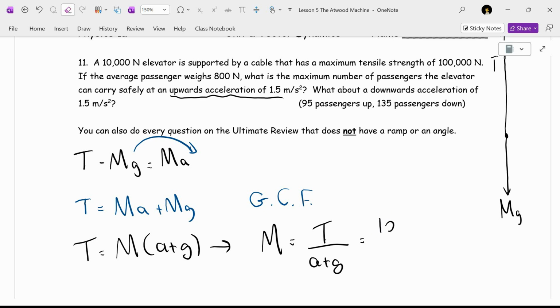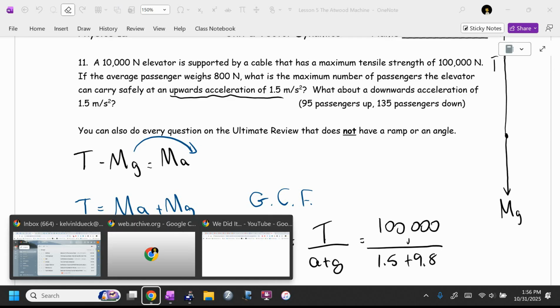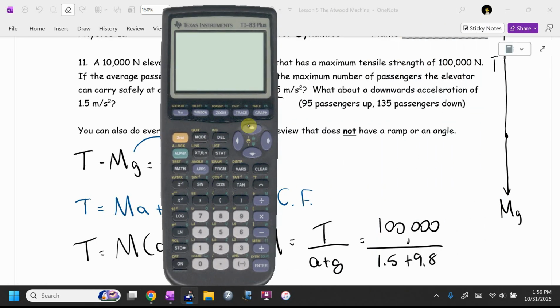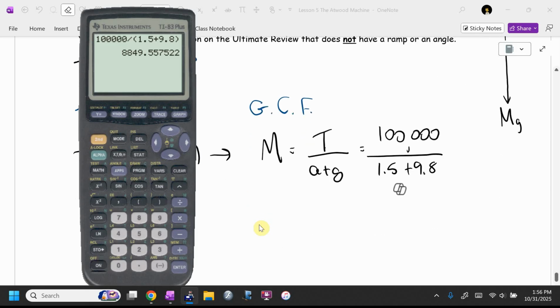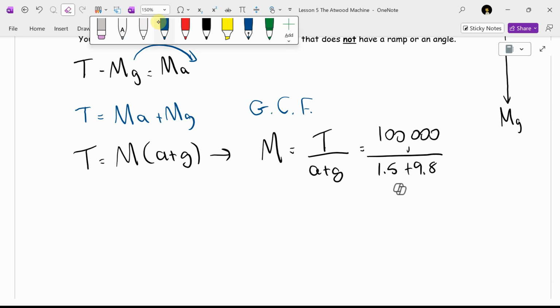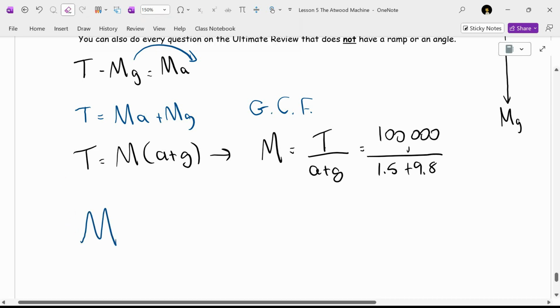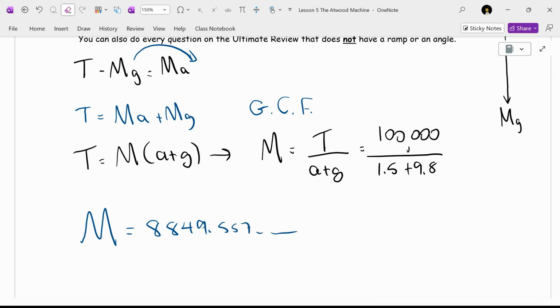Apparently we can handle 100,000 newtons divided by 1.5 plus 9.8. This is the maximum mass in kilograms that we can handle. So it's going to be 100,000 divided by bracket 1.5 plus 9.8, close bracket. We can handle a mass of 8,849.557. I get the maximum mass is 8,849.557, whatever that was.